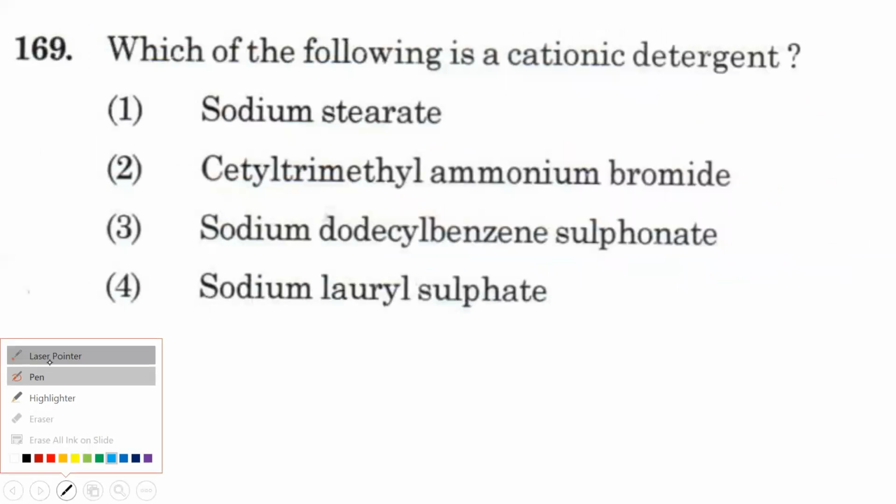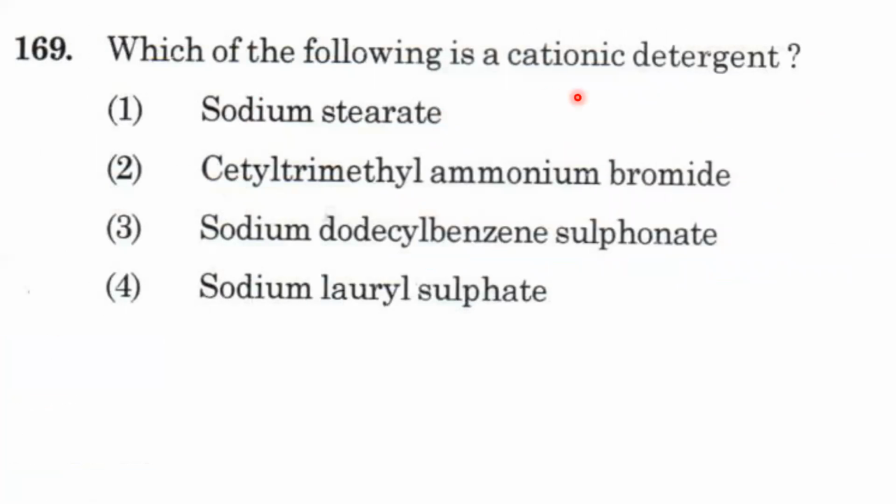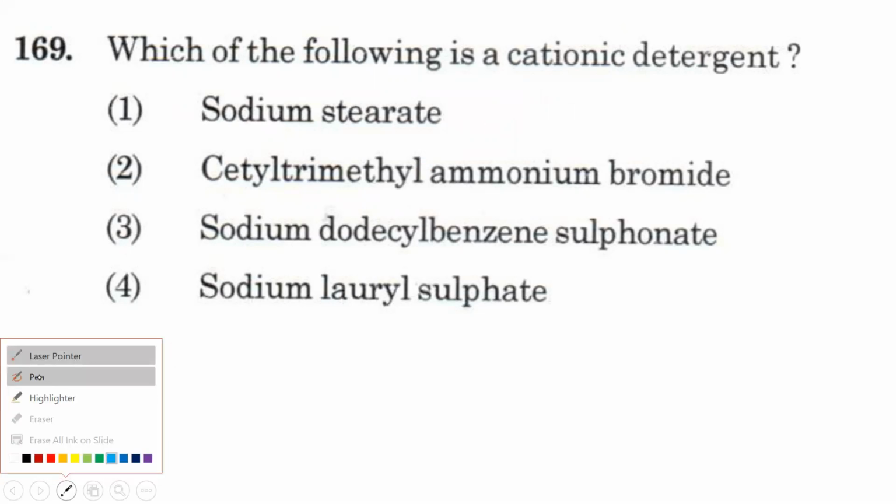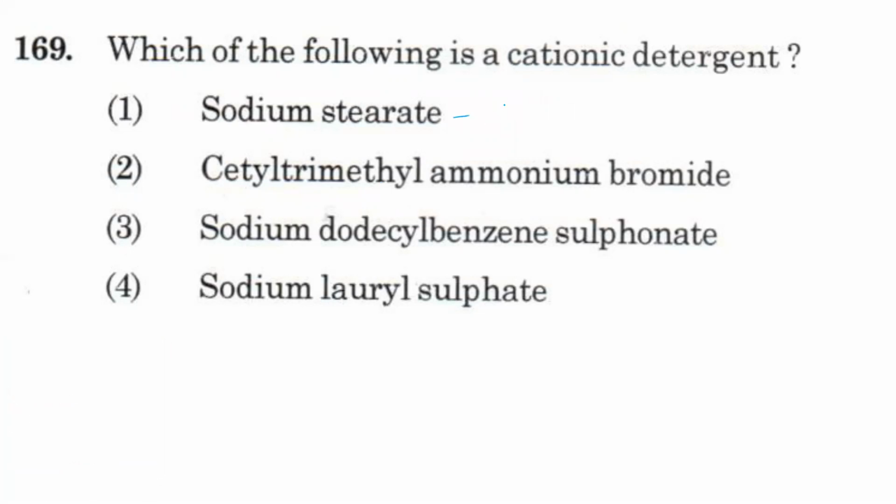Next question. Which of the following is a cationic detergent? Here what is asked is a cationic detergent. The first option is sodium stearate. Sodium stearate formula is C17H35COO minus Na plus. It is called soap.